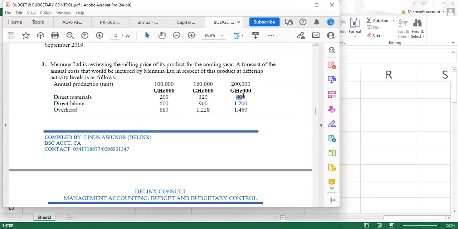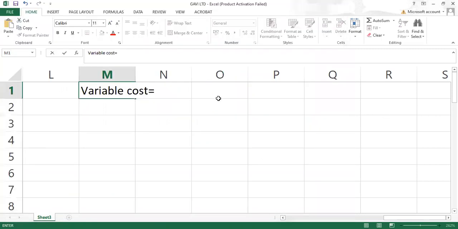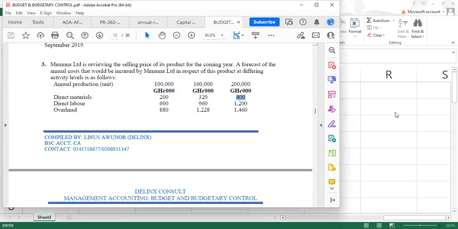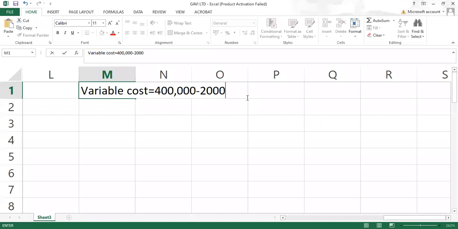It's not only material, it's composite cost. No, we are looking at material cost. We are doing it for each item. So that will give us 400,000. Minus the cost for the lowest activity level for material, which is 200,000.